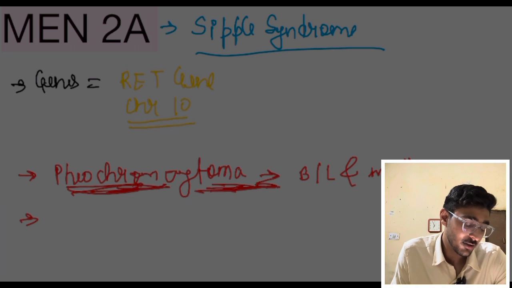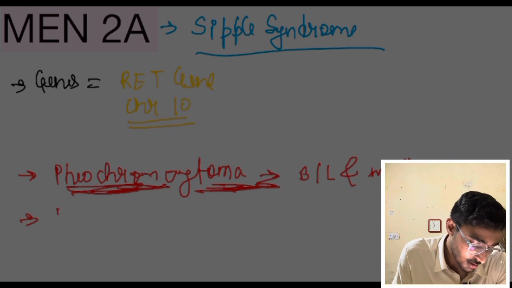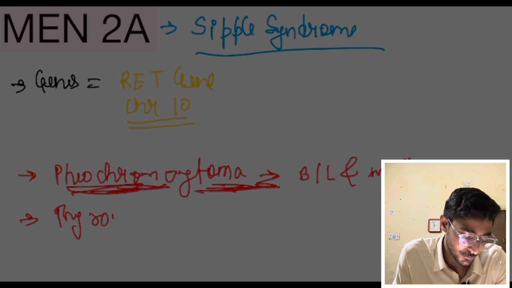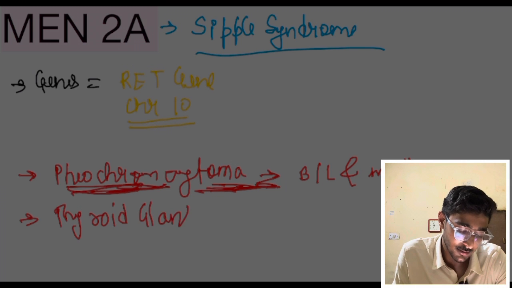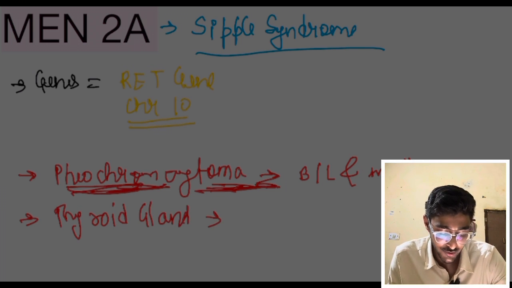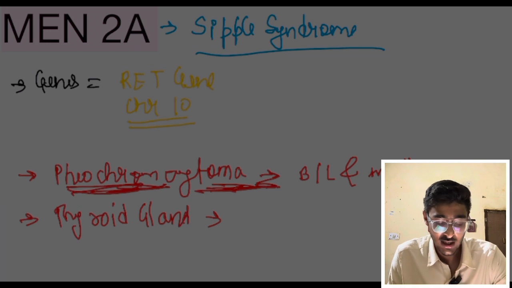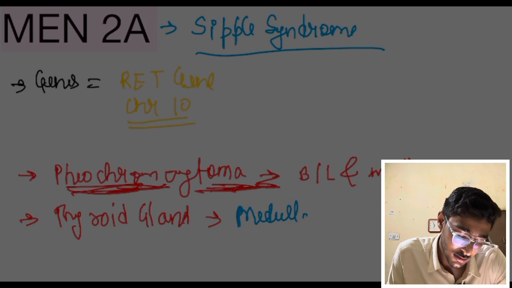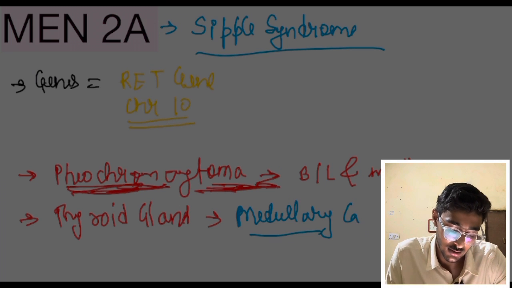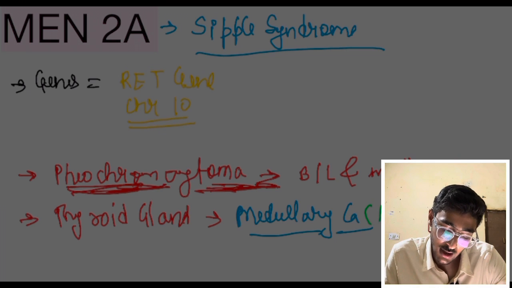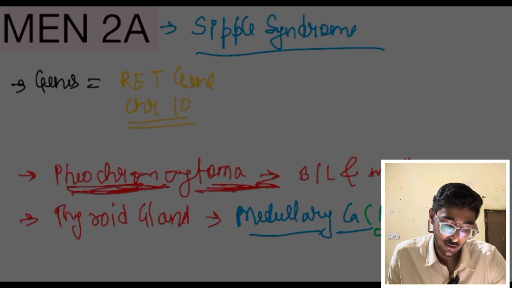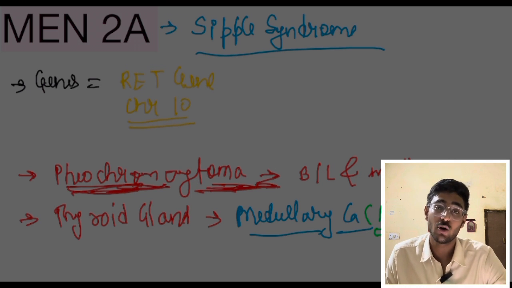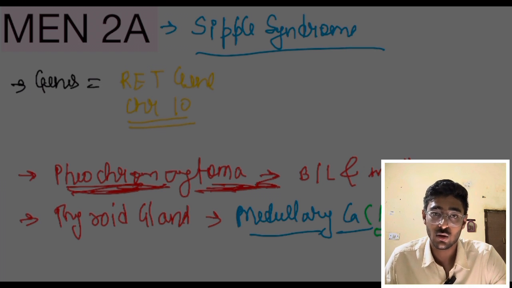The other gland which is involved in MEN 2A is thyroid gland. And the carcinoma which is commonly seen in MEN 2A, which is related to thyroid gland, is medullary carcinoma of thyroid. Please remember it. The occurrence of this carcinoma is almost 100%, which means medullary carcinoma of thyroid will be seen in almost every case of MEN 2A.